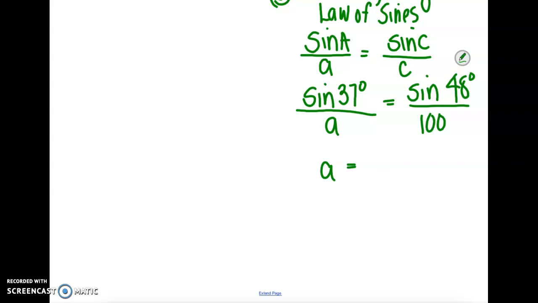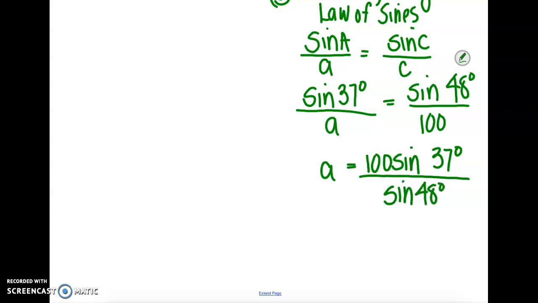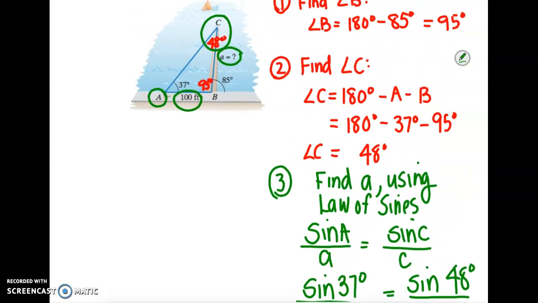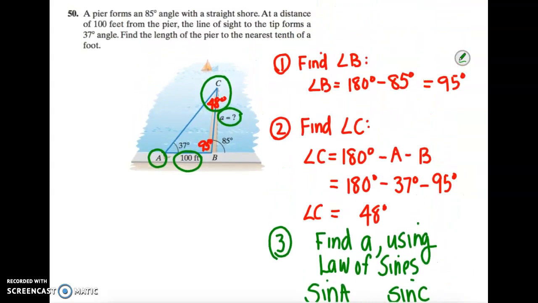Now we're going to cross multiply and undo, which we've been doing already these last few days. So A equals 100 sine of 37 degrees over the sine of 48 degrees. We would type that into our calculator and make sure that you are in degree mode. And A is about 81 feet. So that distance right here, from the length of the pier down, is 81 feet.